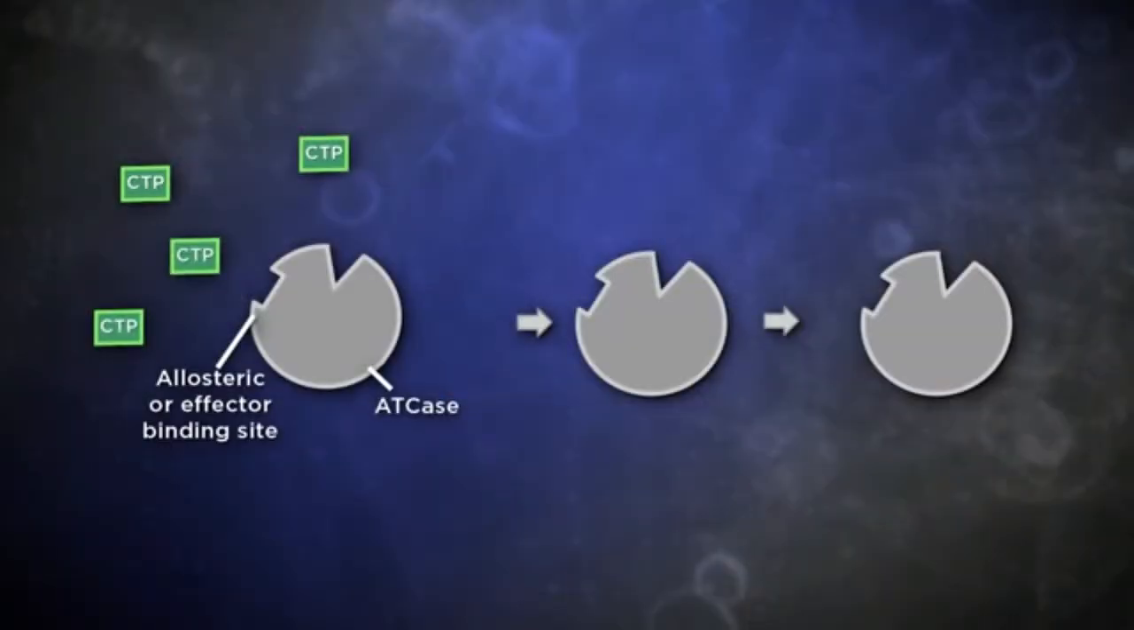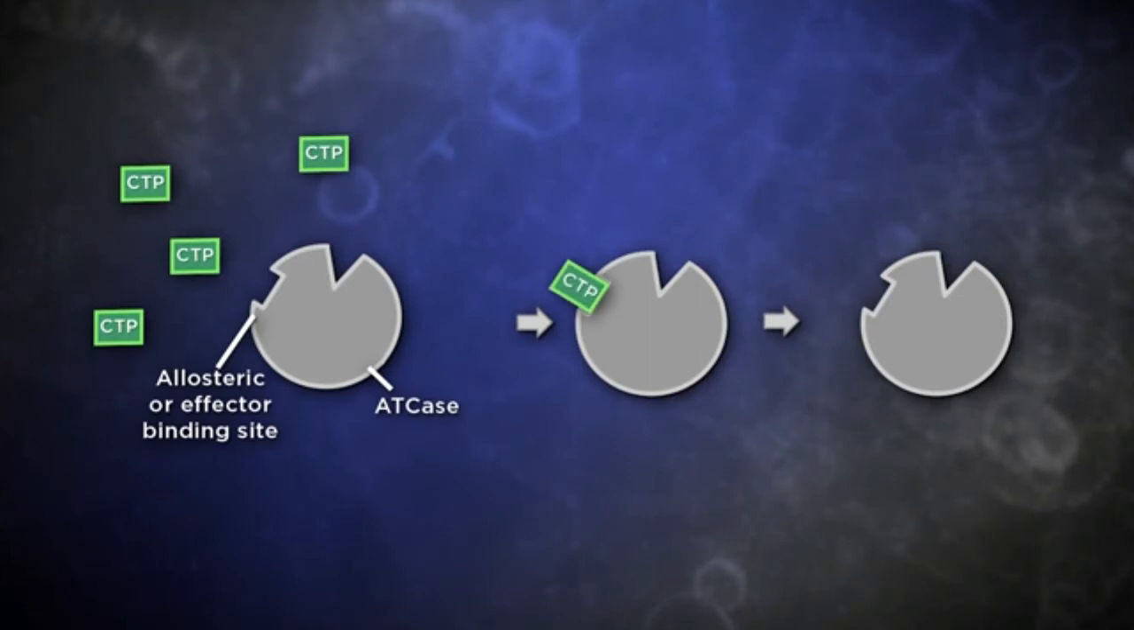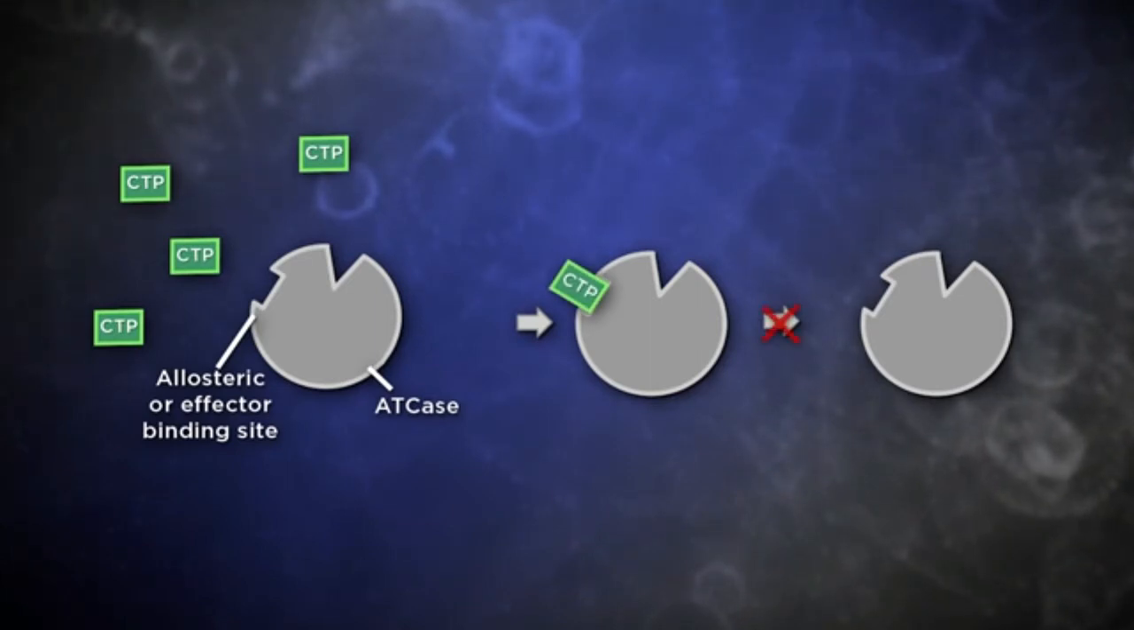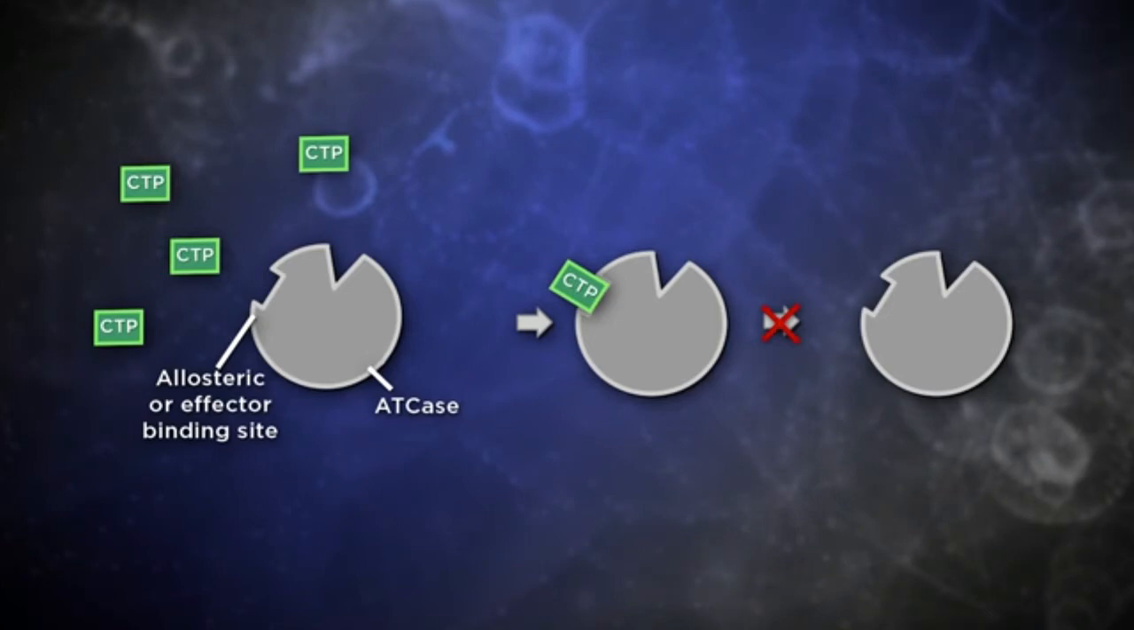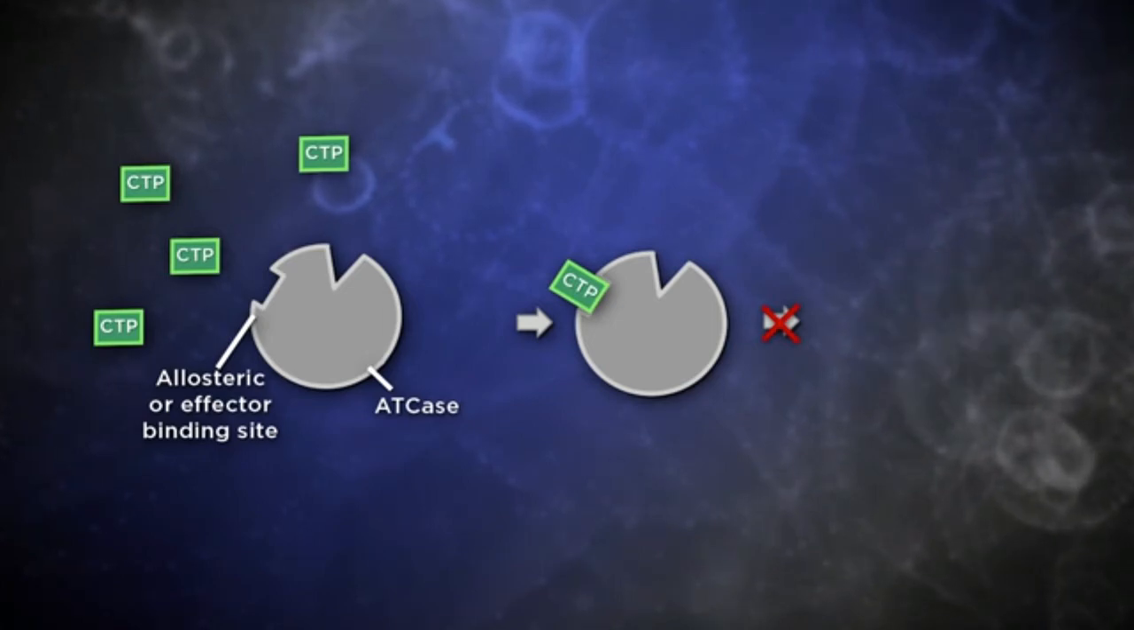One more lesson to learn from ATCase, and it's an important one for control of metabolic pathways. ATCase does not directly make CTP. It makes a molecule that is later converted into CTP by the pathway. CTP binding to ATCase and inhibiting its activity stops the synthesis of the very first molecule in the pathway and thus stops the entire pathway. It's much like an assembly line where stopping the first worker stops all the production. This is a classic case of feedback inhibition.